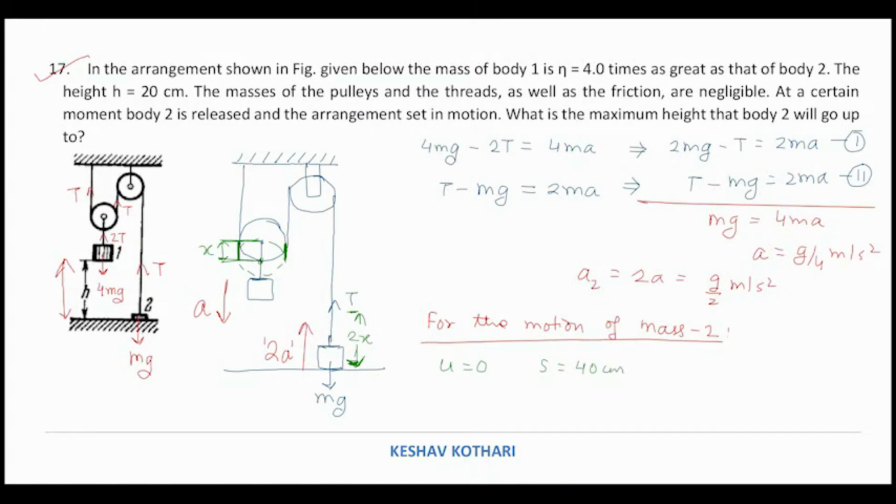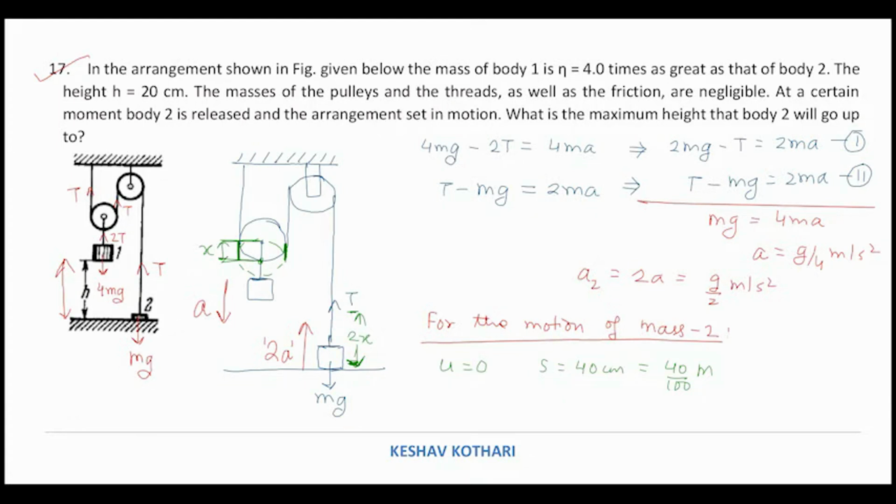So if it is 40 centimeter in the upward direction, that is equal to 2h. So we can write it as 40 by 100 meter. Now what is important over here is the question is asking us the maximum height that body 2 will go up to. So you might be thinking that 40 centimeter is the correct answer, but it is not so.